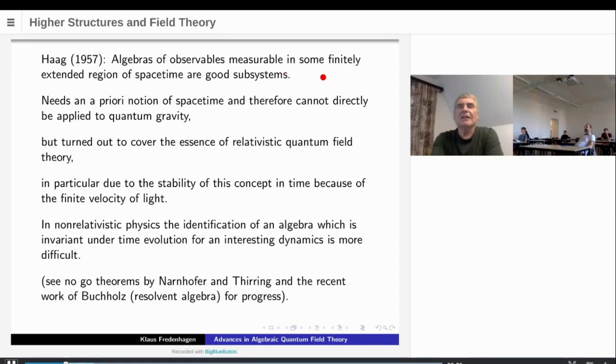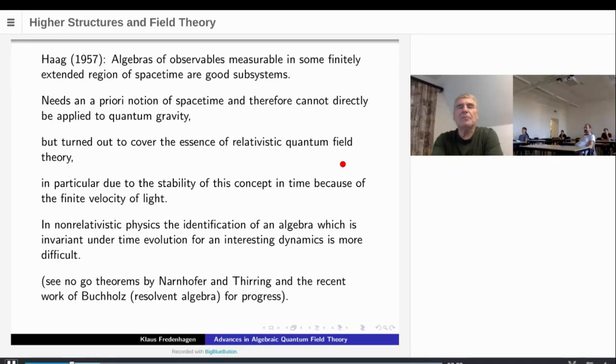Now, of course, when you characterize systems not by their material content, but by their localization in space and time, then you need, of course, an a priori notion of space-time. So one cannot expect that this concept remains valid in quantum gravity. So it's not clear at the moment how this whole framework changes if you really do quantum gravity. But as long as you are treating gravity as an external force, then this works quite well, and this I will explain in detail. And it turned out that this seemingly harmless assumption covers the essence of relativistic quantum field theory. So I will explain this in more detail.